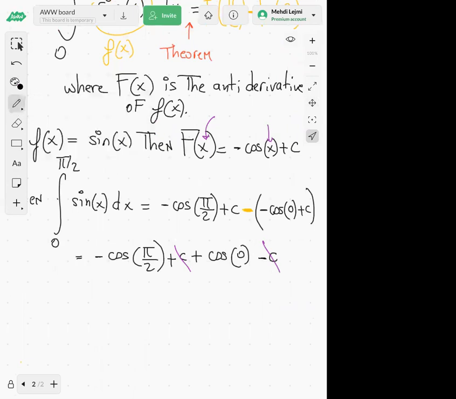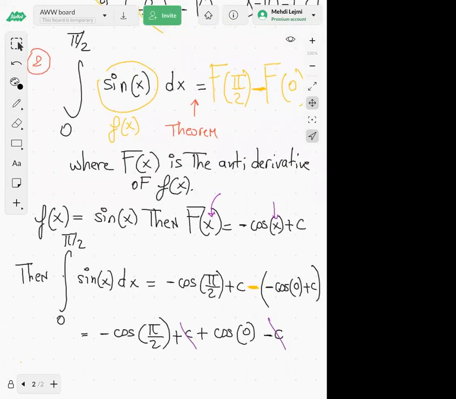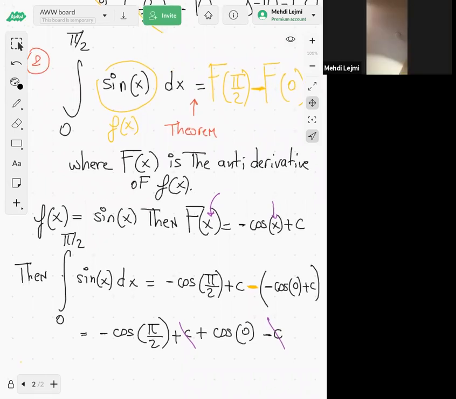Professor? Yes? I have a question. We can't just ignore C, or do we always have it? You have the C because of the definition of this antiderivative, this integral. But in practice, you can just ignore it, because as I said, you're going to take the difference, and when you take the difference, this constant C is going to cancel out anyway. In theory, you have this constant C, but when you evaluate your integral, it just cancels out. I put the C because of the definition, but as I said, in practice, you can just ignore it.